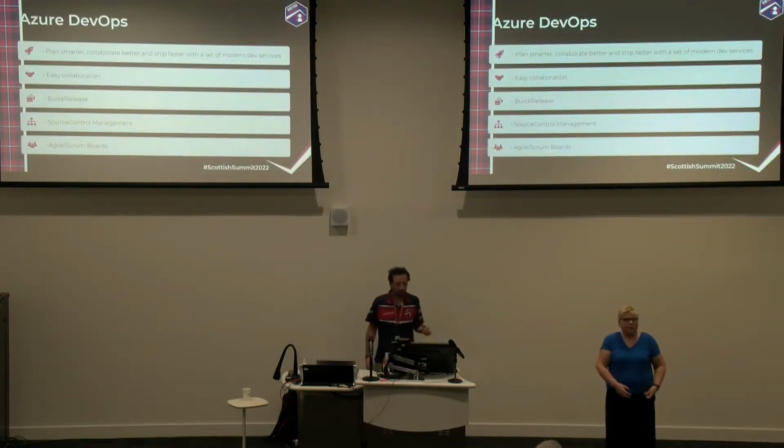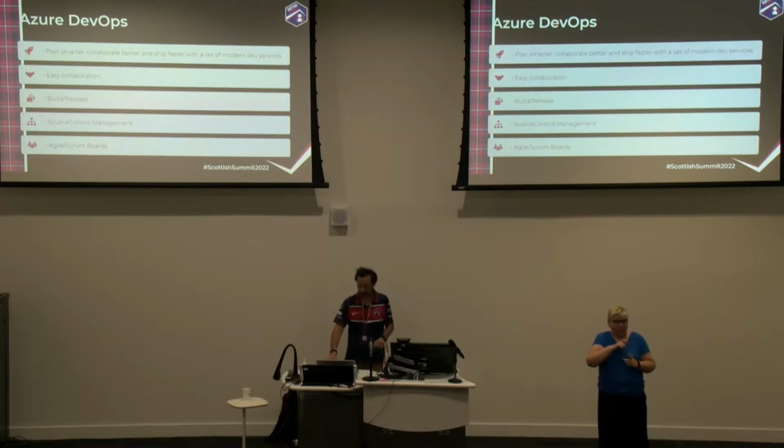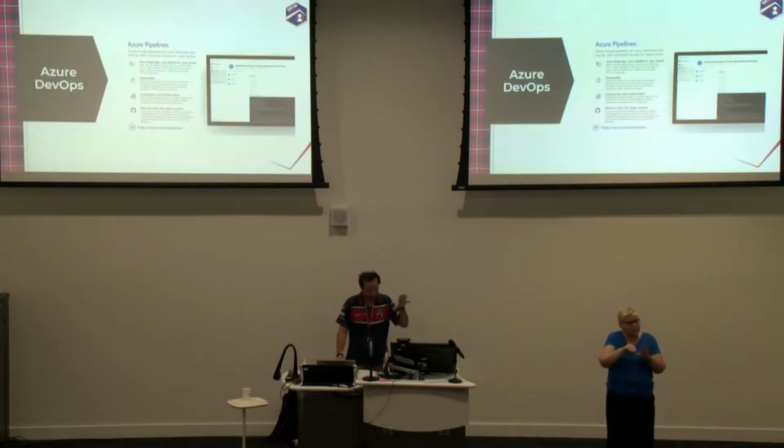So in terms of Azure DevOps, it's really to plan your enterprise-ready project smarter, because you have a whole history. Everything can be tracked. You can easily collaborate. You can create users and give permission to those users to access this project. You can have all this build and release, the source control management, and also it's a really agile / Scrum board. So you can really implement your project using the methodology that you like or are more comfortable with, using those boards. Now the pipelines.